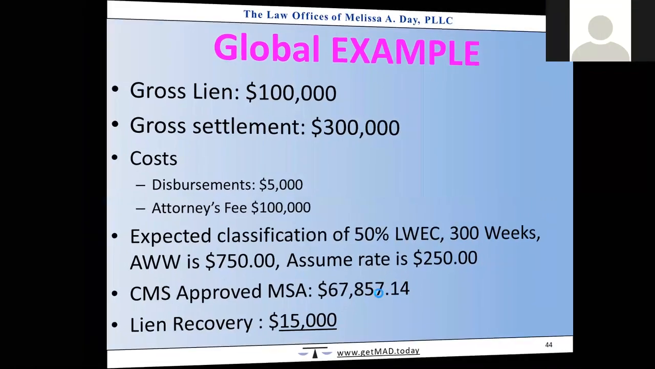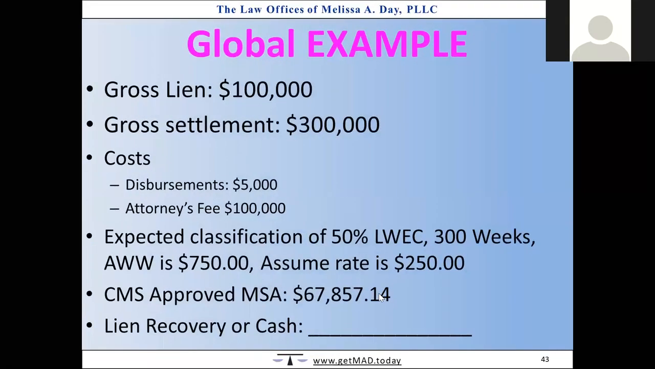So we know the cost of litigation is 35% even. One of the first things you'll do is determine your cost of litigation. That's disbursements plus attorney's fees, $105,000 divided by the gross settlement of $300,000, which gives you a percent cost of litigation of 35%.